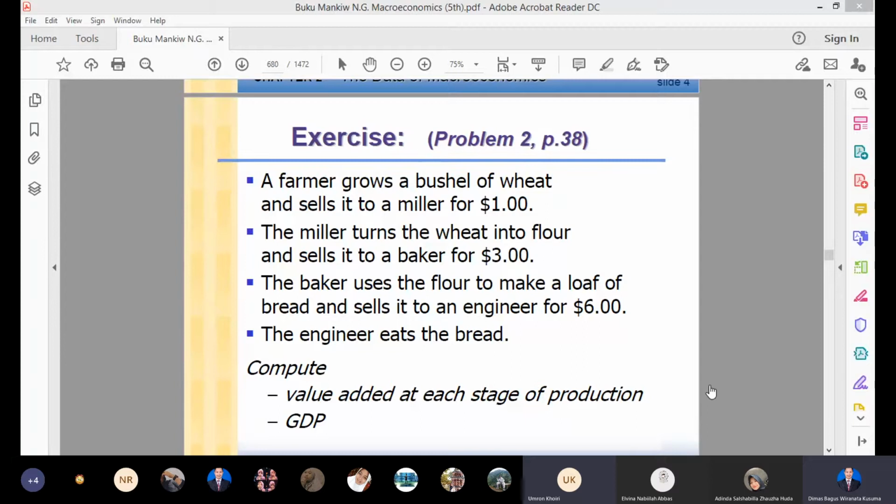How much, Umron? Based on this short conversation or exercise, how much is the GDP, gross domestic product, by using the value added method? $9.